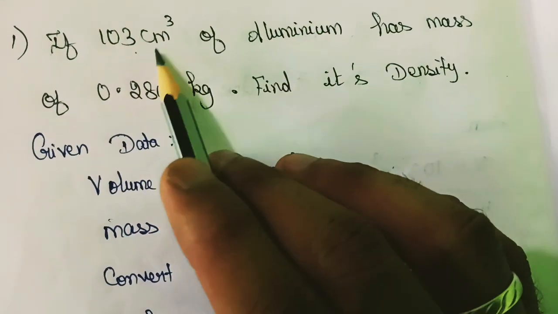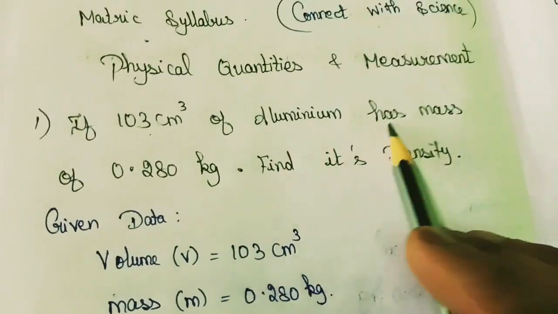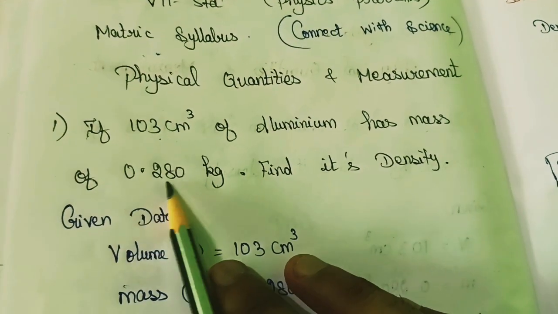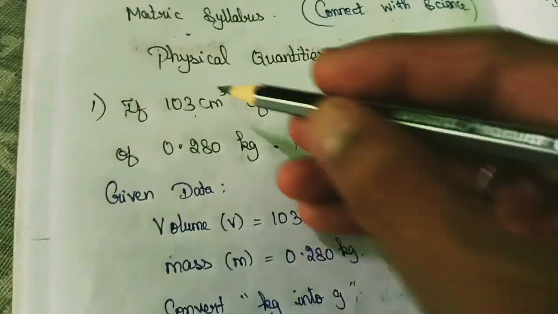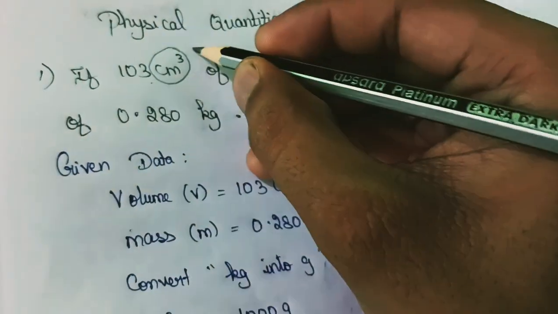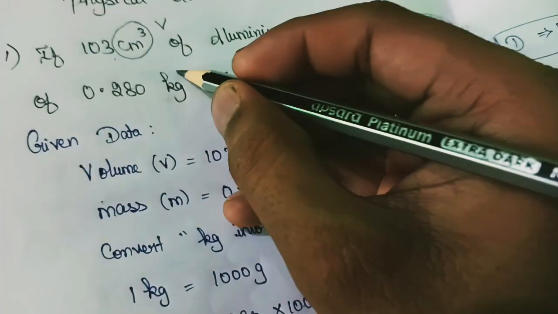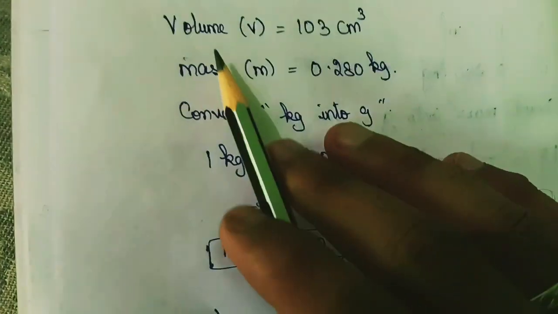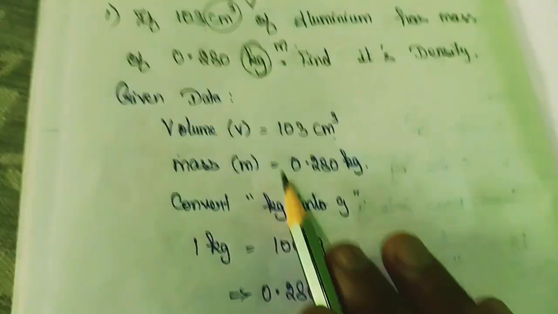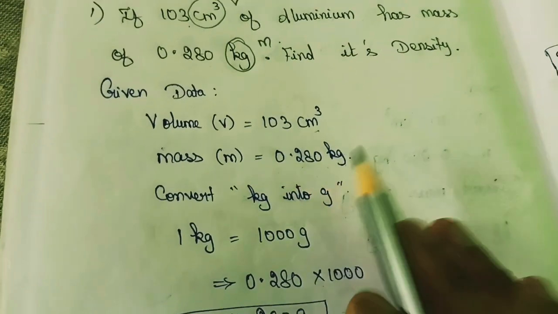If 103 centimeter cube of aluminium has mass of 0.280 kilogram, find its density. I have already solved density problems before. You can verify there also. So if it is centimeter cube, you have to take it as volume. If it is kilogram, you have to take it as mass. So volume V is equal to 103 centimeter cube. Mass M is equal to 0.280 kg.